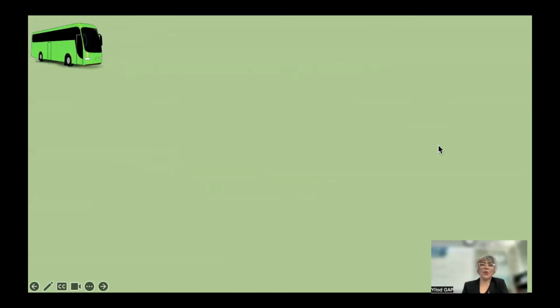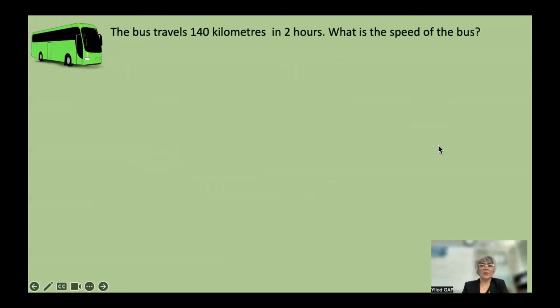We have an example here. The bus travels 140 kilometers in 2 hours. What is the speed of the bus? Now, in solving word problems like this, we need to find the given facts. So we need to write them down. So we have 140 kilometers is the distance, and time is 2 hours. We're looking for the speed.